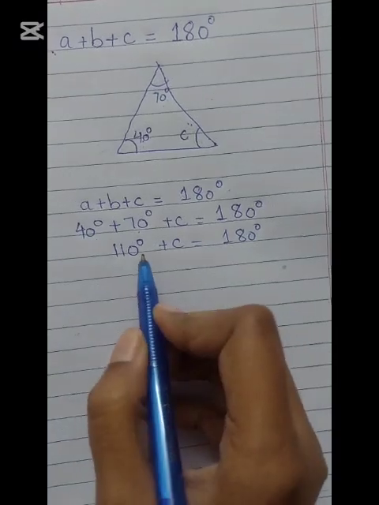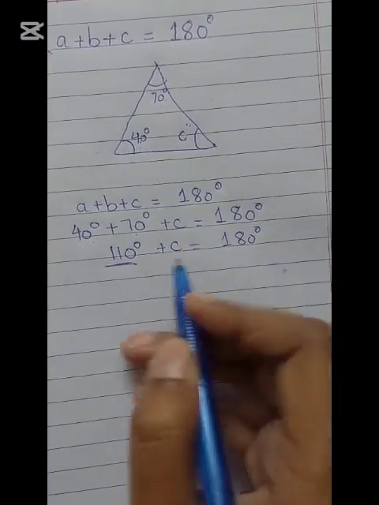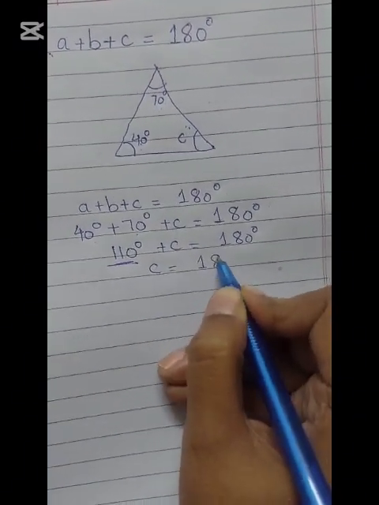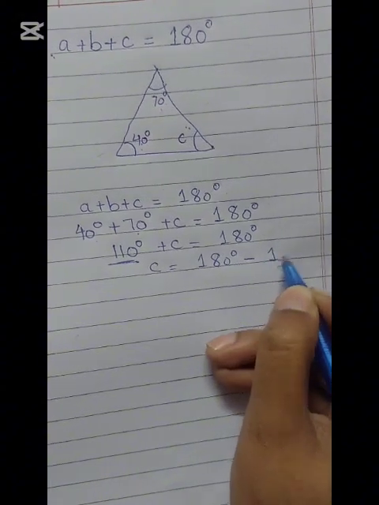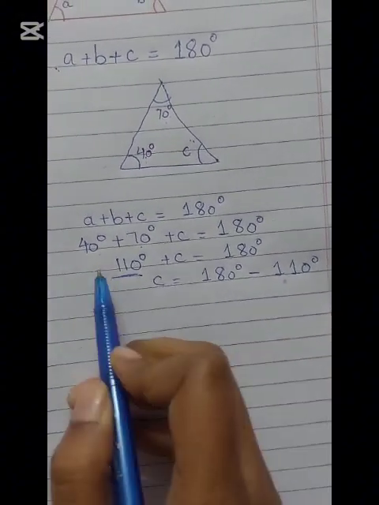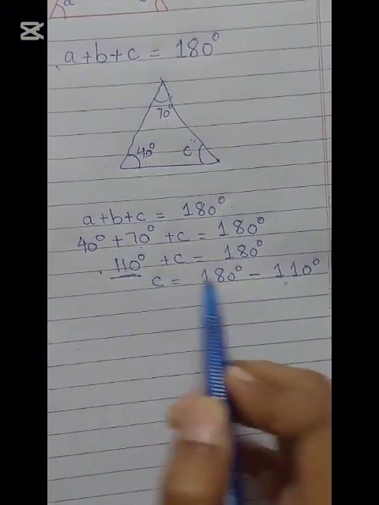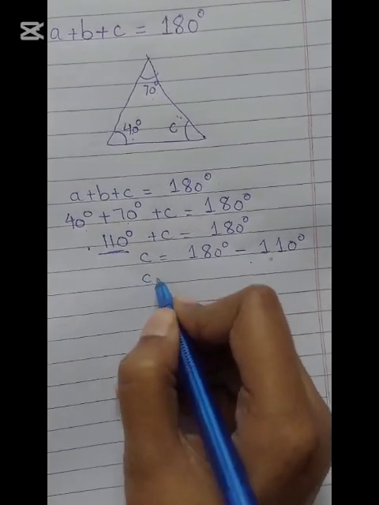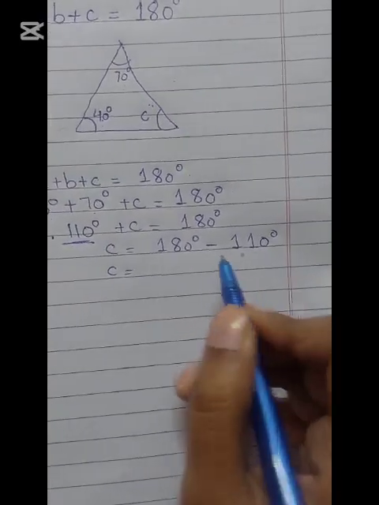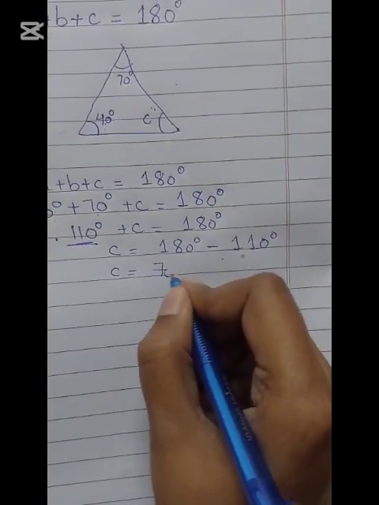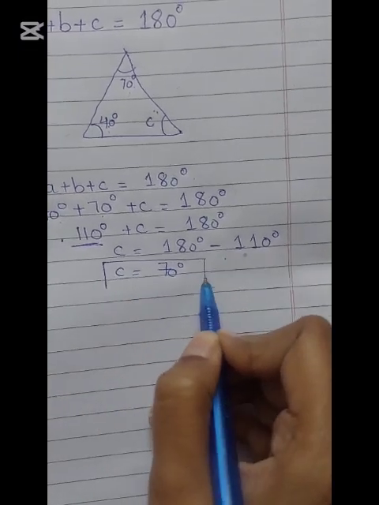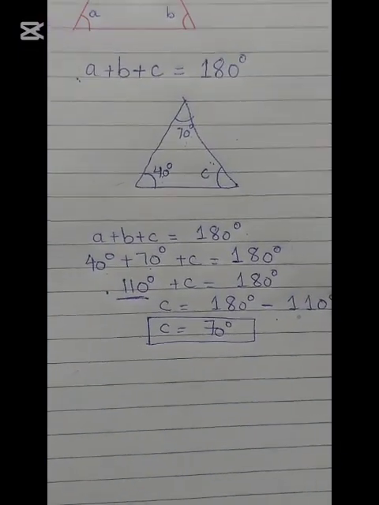After transposition, this one will move to the other side. C equals 180 degrees minus 110 degrees. How does this become minus? Here it is plus, after transposition it will be minus. So we solve this equation and get 70 degrees. So the unknown angle in the triangle is 70 degrees.